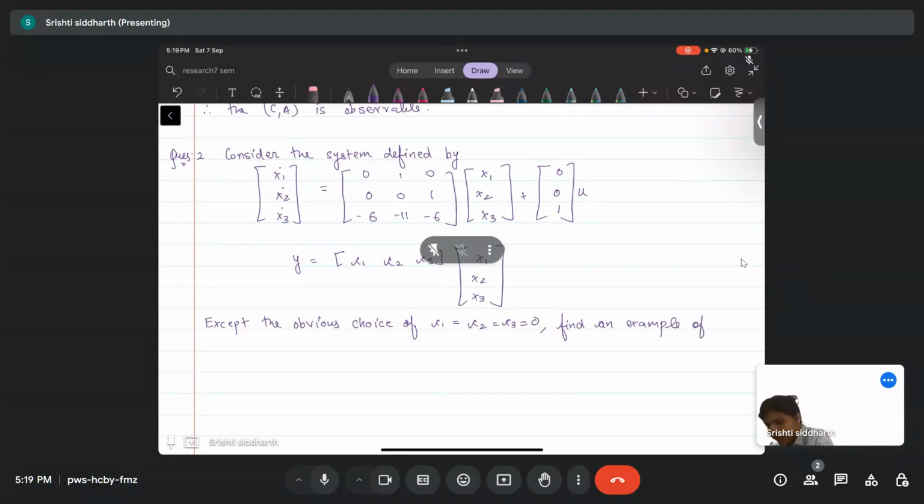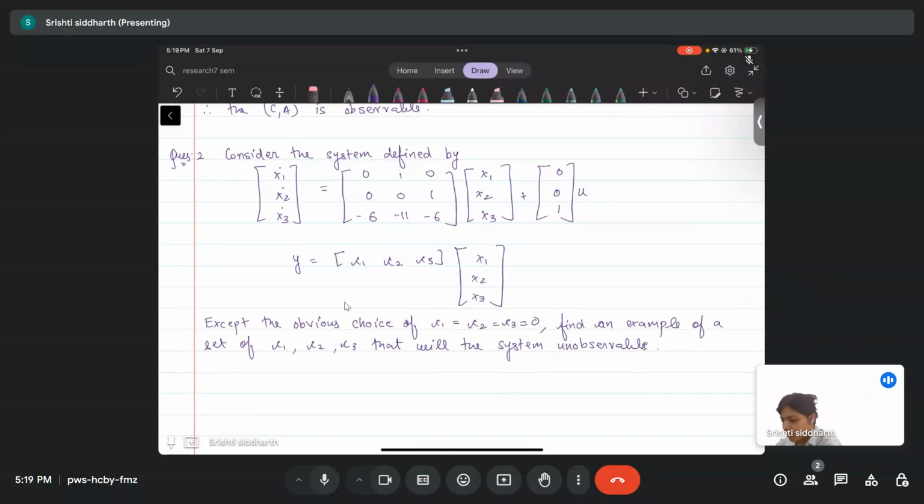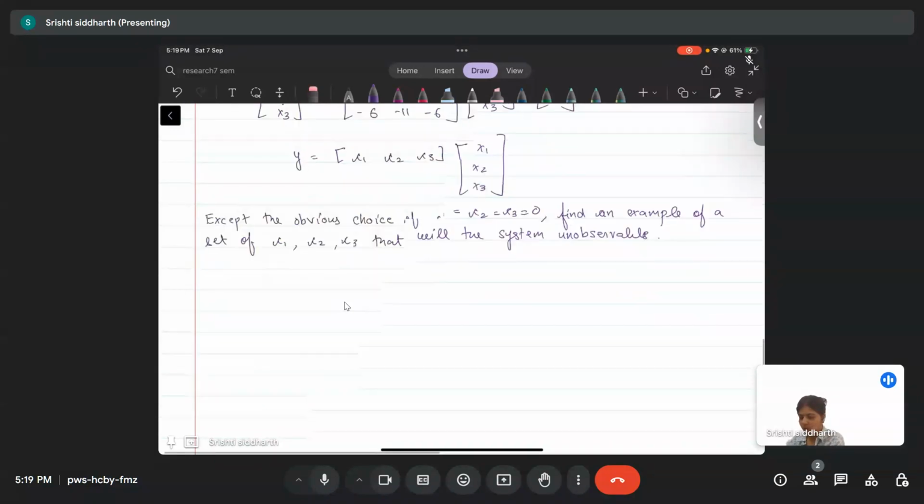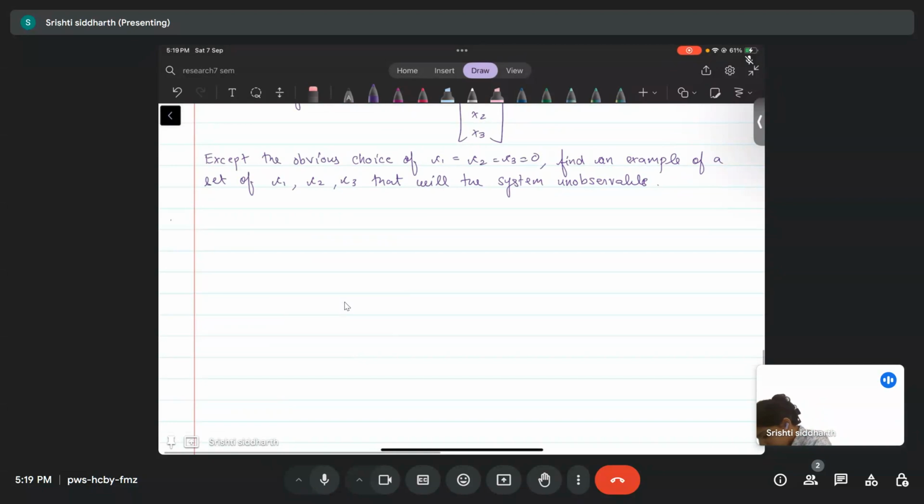Find an example of a set, so let's say C1, C2 and C3, that will make the system unobservable. For this we need to construct the observability matrix and then choose the values of C1, C2 and C3 so that the rank of the observability matrix is not 3. So let's find those values of C1, C2 and C3.